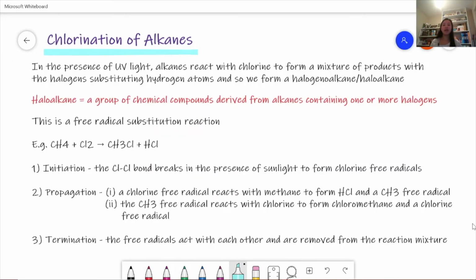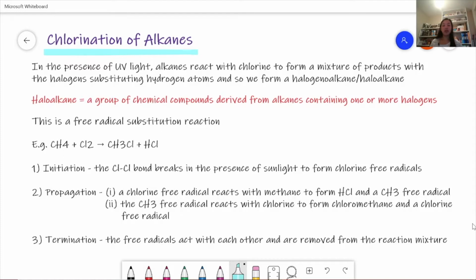Now we're going to talk about the chlorination of alkanes. So in the presence of UV light, alkanes react with chlorine to form a mixture of products with the halogens substituting hydrogen atoms, and so we form a halogenoalkane or a haloalkane. The definition of a haloalkane is a group of chemical compounds derived from alkanes containing one or more halogens. So in this example, we'll be looking at CH3Cl, which is chloromethane.